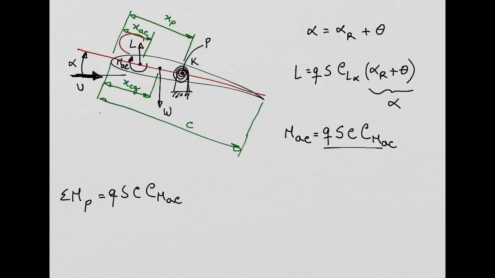The other moment we can deal with now is the moment produced by the lift about point P. That moment produced by the lift is going to be also nose up, so positive, so plus. The moment is equal to the lift, which is the force, given by this equation here, which I can write like this, QSC_L alpha, alpha r plus theta. So this is the lift. I need to multiply now this by a distance to have a moment. And that distance is this one here, which is XP minus XAC.